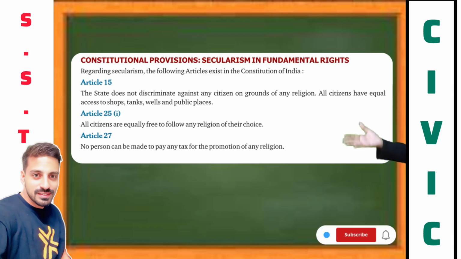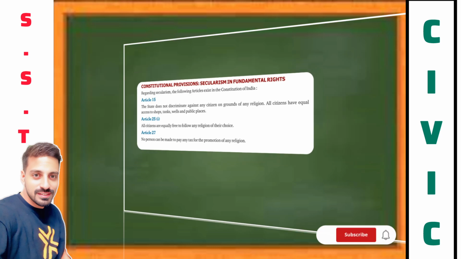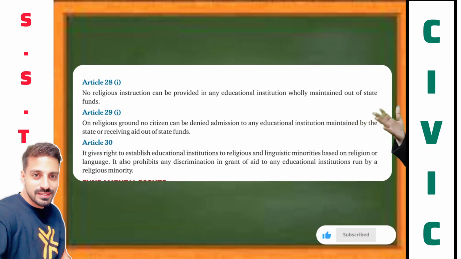Article 25(1). All citizens are equally free to follow any religion of their choice. Article 27. No person can be made to pay any tax for the promotion of any religion. Article 28(1). Religious instructions cannot be provided in any educational institutions wholly maintained out of state funds.